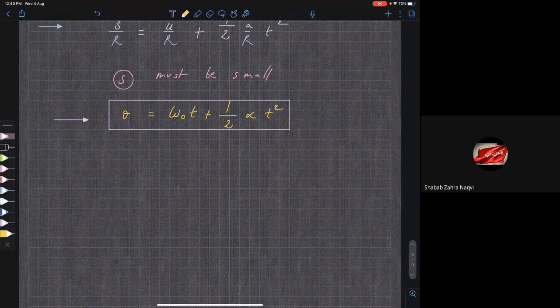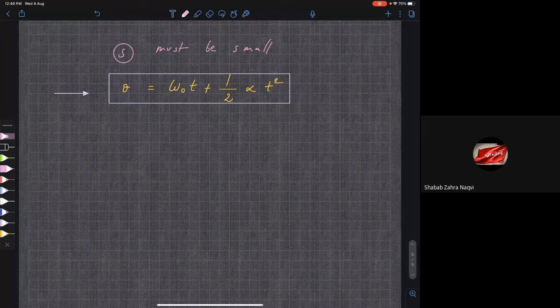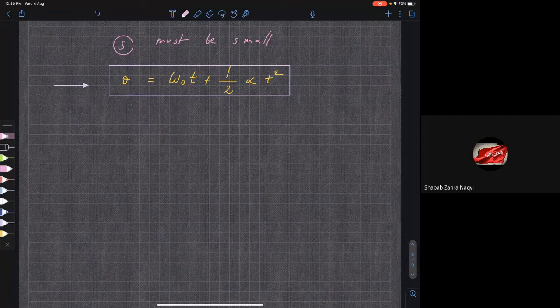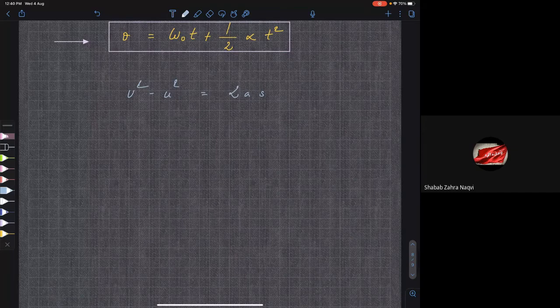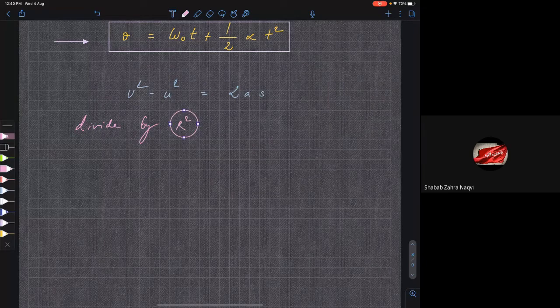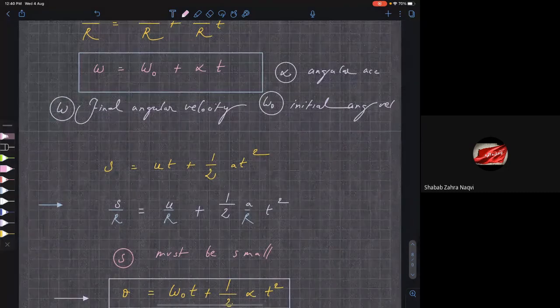What about the third equation? The third equation is v square minus u square equals 2as. Clear? Now we have to divide by r square on both sides.